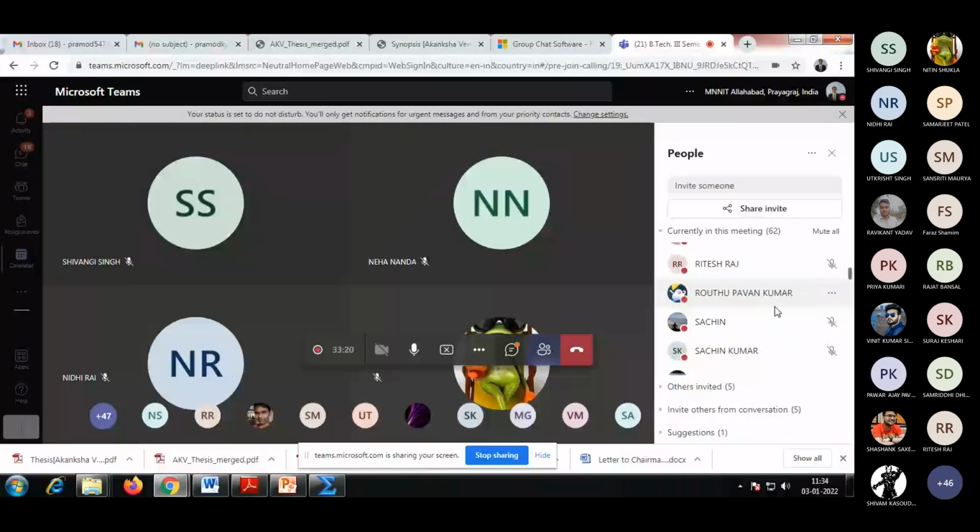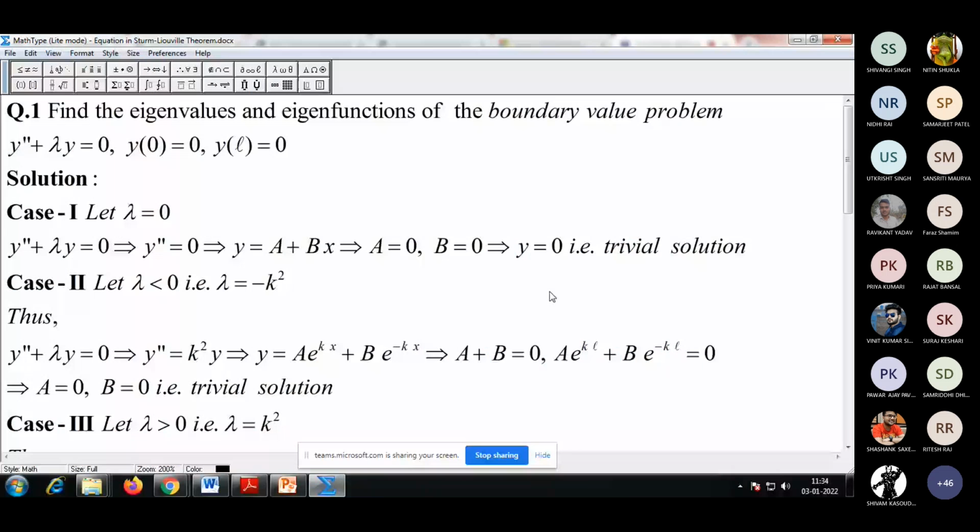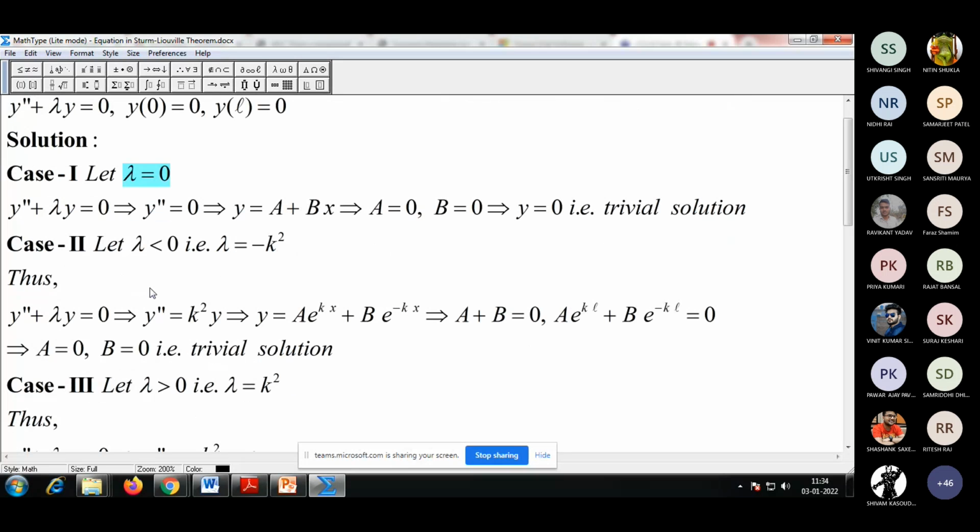Sachin. Good. So Sachin, if lambda equal to 0, then we are getting y equal to 0, the trivial solution. So what can you say, is this lambda an eigenvalue? No, sir. That lambda will be an eigenvalue which will give us a non-trivial solution. So now we are taking another case, lambda less than 0.